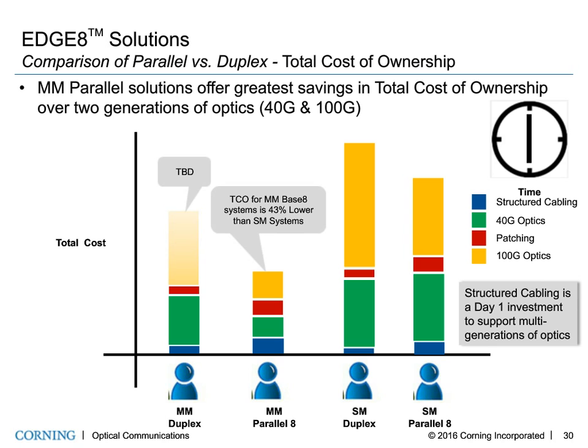And when you started to do this analysis across multiple generations of optics, what you really saw was multimode parallel looked really good. Duplex multimode looked pretty good, except you were never sure where on the cost curve you were going to be deploying the transceivers. So again, it pointed you back to, I need optionality between duplex and parallel solutions.